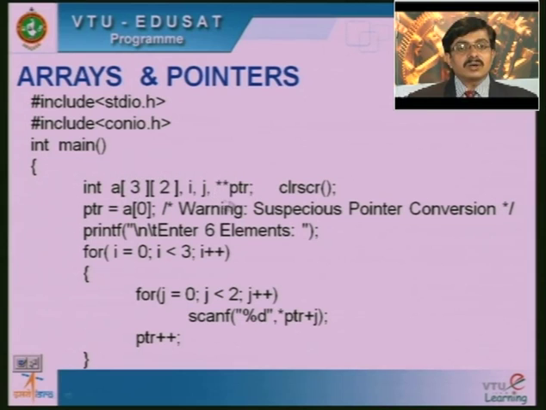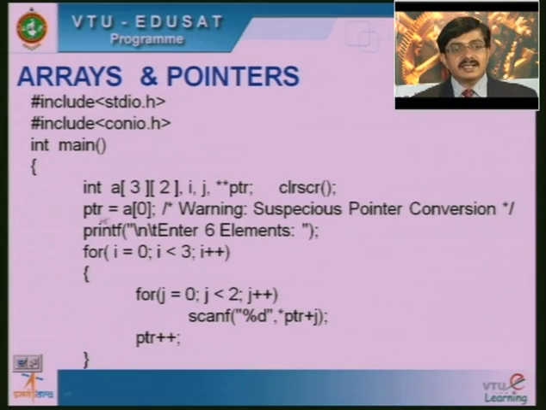I am trying to hold the address of these particular arrays, so I am using a double pointer here, not a single pointer, because 2-dimensional arrays are arrays of 1-dimensional arrays. Now, star ptr is the declaration here, it is a double pointer, and ptr is equal to a of 0. When I use this, we may get the warning as suspicious pointer conversion.